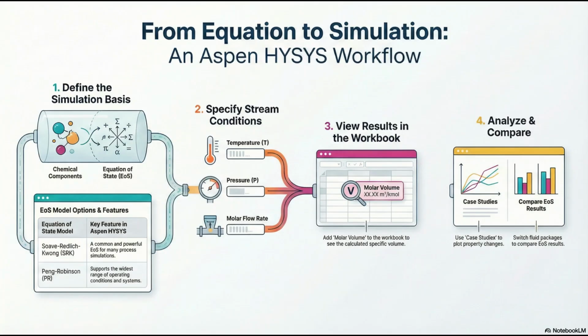Begin your Aspen HYSYS workflow by defining the simulation basis, choosing your components and equation of state. Next, set the stream conditions for temperature, pressure, and flow rate. View the calculated results in the workbook. Then analyze and compare using case studies or different EOS models to understand how the process behaves.